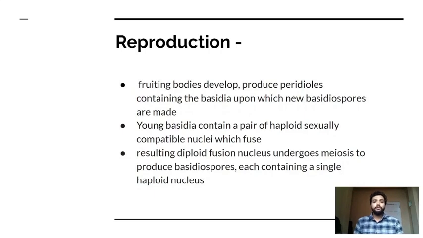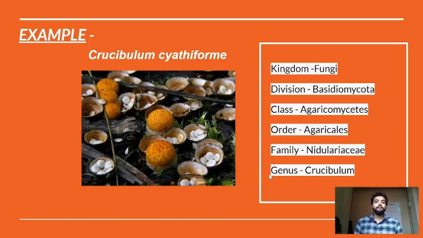Now, if we come to the reproduction of Nidulariales, it has fruiting bodies which develop and produce peridioles containing the basidia, upon which new basidiospores are made. Young basidia contain a pair of haploid sexually compatible nuclei which fuse. The resulting diploid fusion nucleus undergoes meiosis to produce basidiospores, each containing a single haploid nucleus. Now the famous example of Nidulariales is Crucibulum laeve.